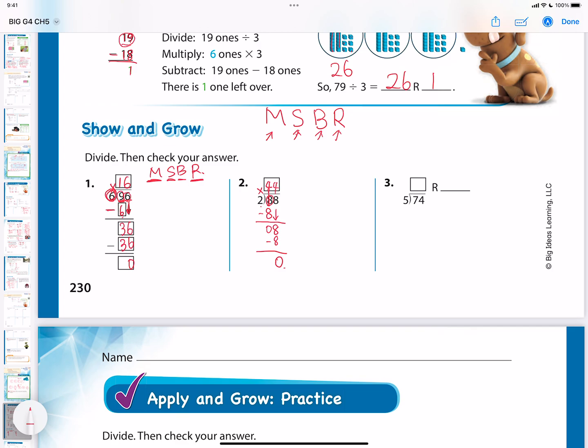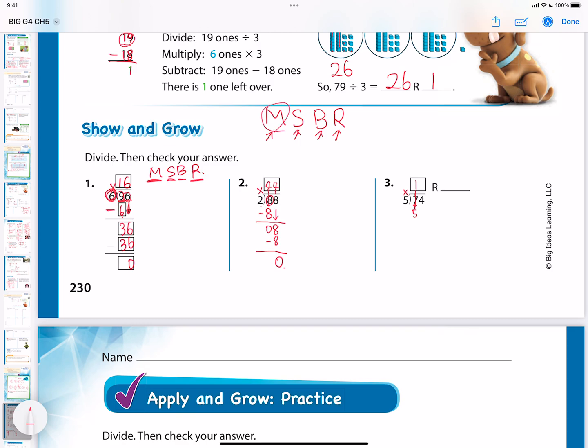Now let's move on to number 3. Okay, 5 times, remember multiplication first, okay? 5 can fit into 7, right? Yes, how many times? Only 1 time, because 5 times 2 is 10, which is greater than 7, right? So you cannot use 2, but you can use only 5 times 1, which is 5. The product comes under here, a line. Remember, a line is the key in here.